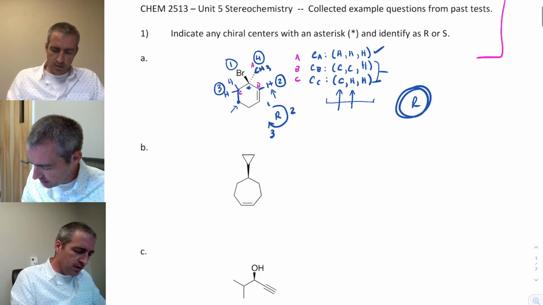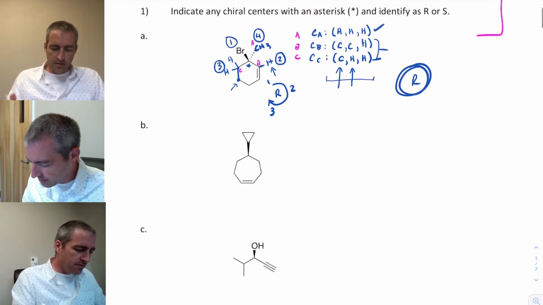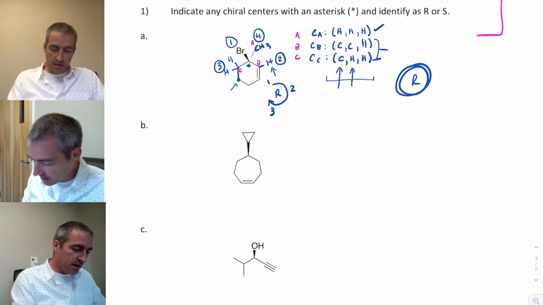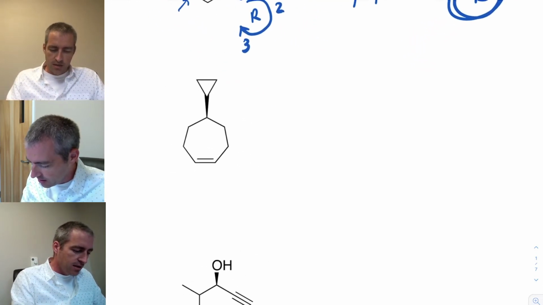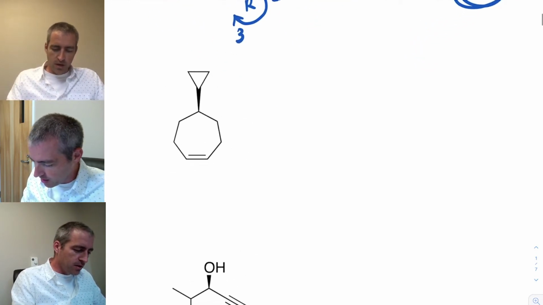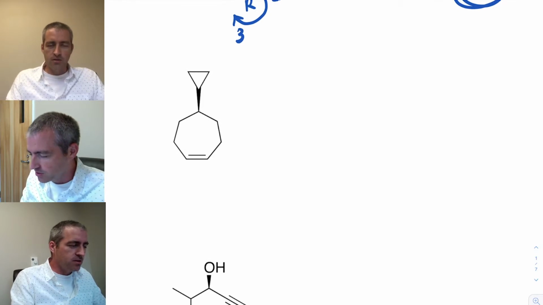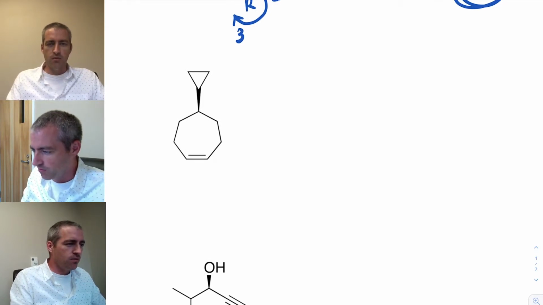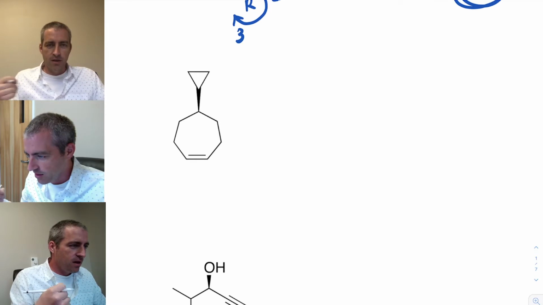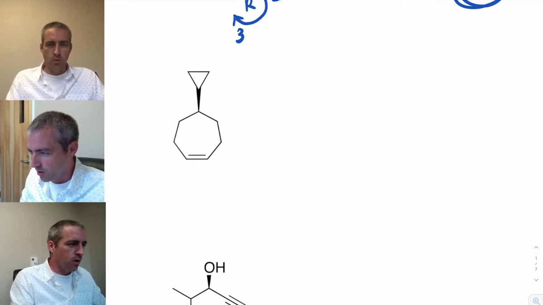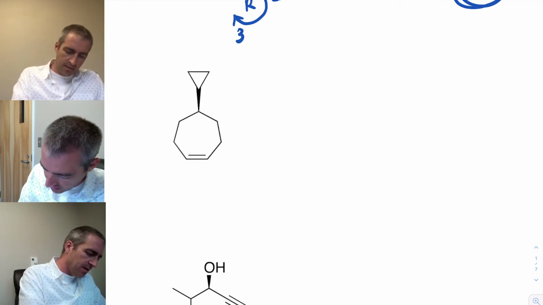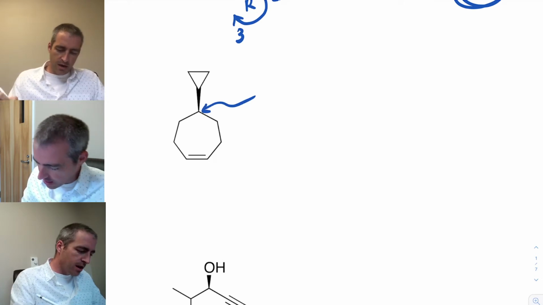Next question, B, same deal. Identify any chiral centers with an asterisk and identify with R or S. Now, this particular molecule, if you're going to look for chiral centers, basically what I said is you want to look for carbons that have a dashed or wedged bond, or one or the other coming from them. That would appear to indicate this carbon.